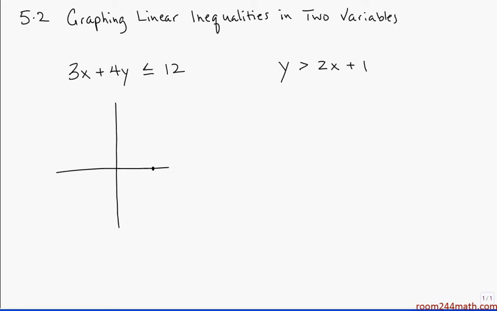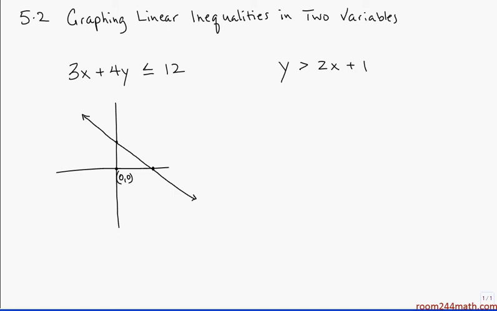And I can find the y-intercept by making x equal to 0. If I make x equal to 0, 4y equals 12, y is equal to 3. And then I just draw a line through those 2 points. Now that's my boundary. That's the line, 3x plus 4y equals 12. And then to decide what side of the line I need to be on, I just plug in a point. And again, the origin is the easiest point to plug in. So try plugging in the origin 0, 0 and see if that makes a true statement or not.